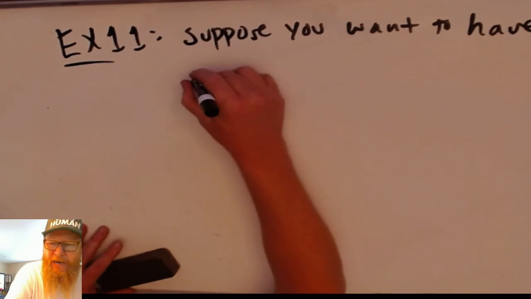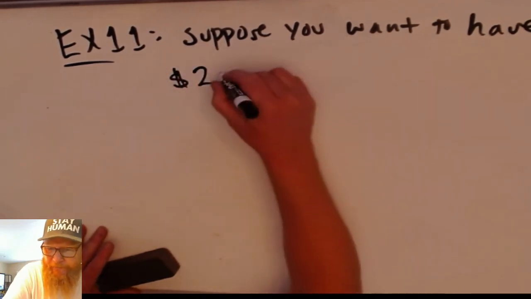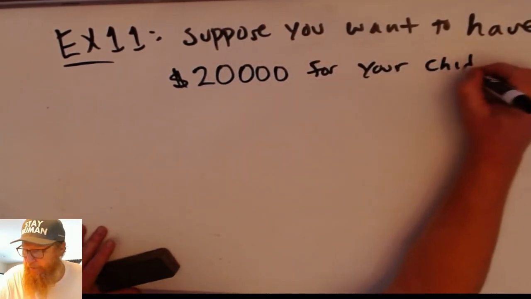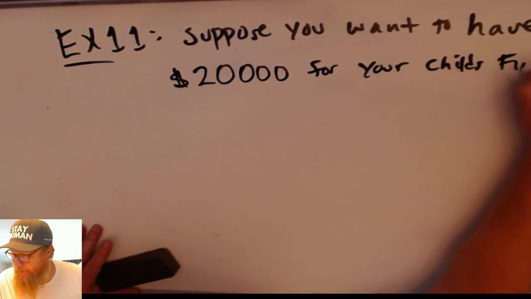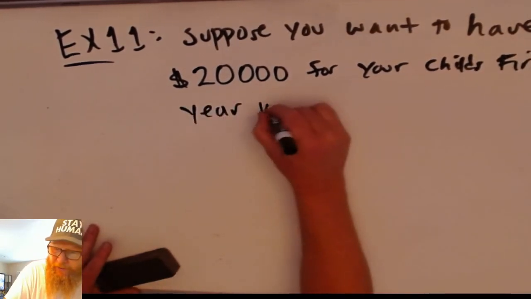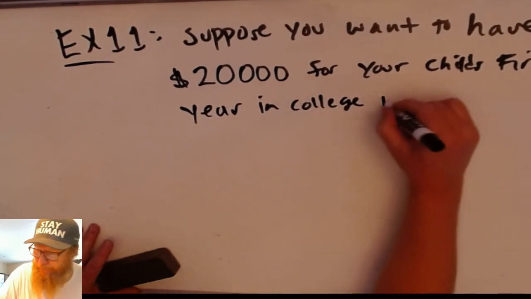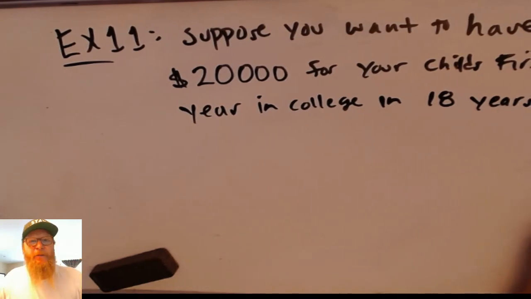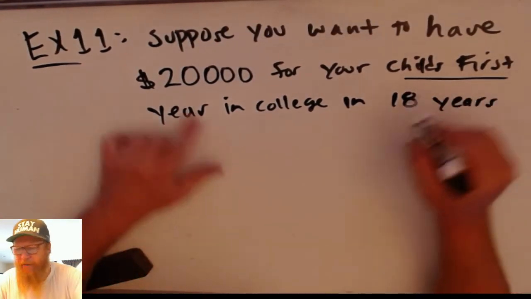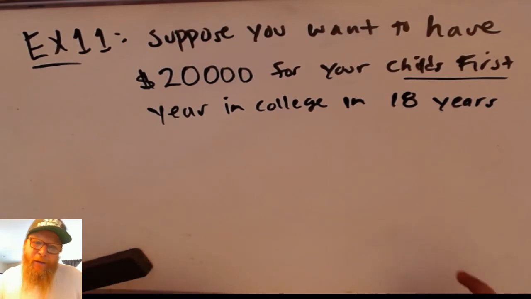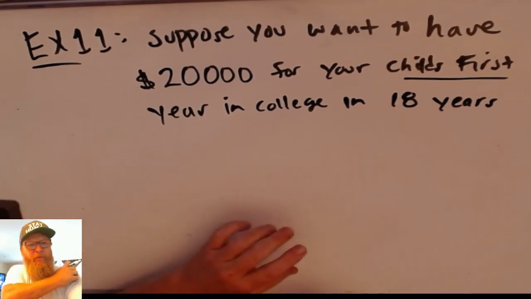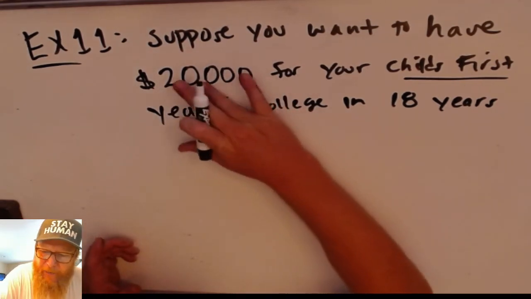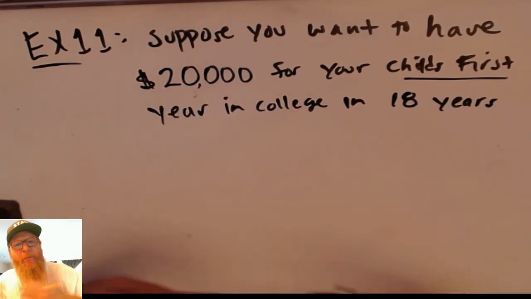So suppose you want to have, I don't know, $20,000 for your child's first year at college in 18 years. All right, so suppose you're planning ahead. Now, again, this is only going to pay for 1 year of college, $20,000. At COD, you could probably get 3 or 4 years for $20,000. So suppose you just had a child and you're thinking, okay, I don't want my kid to suffer the way I suffered. I want to put away some money now.